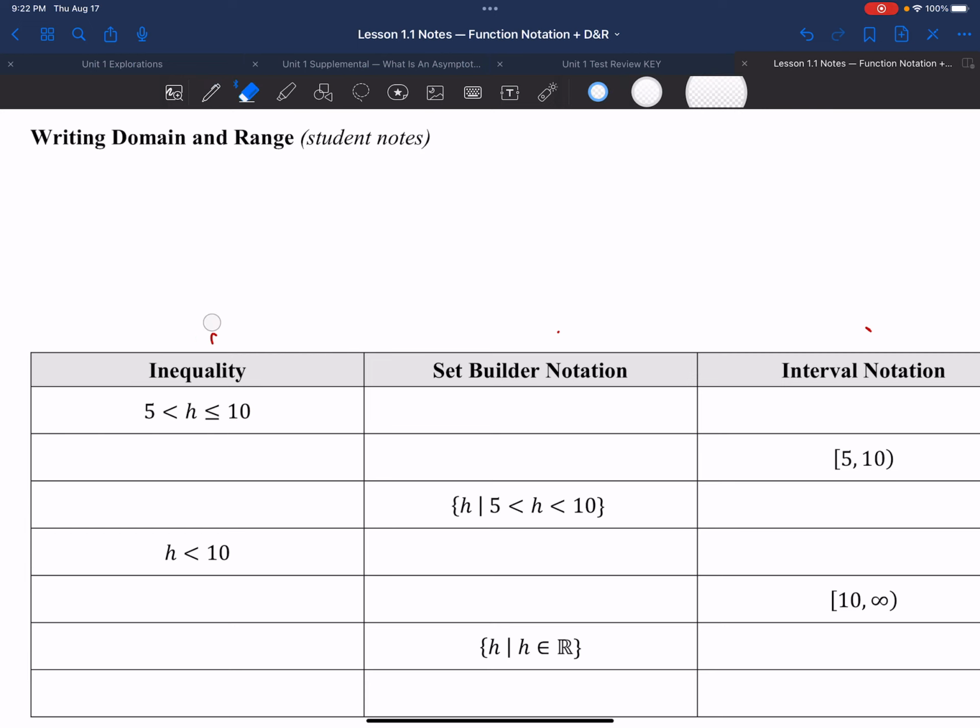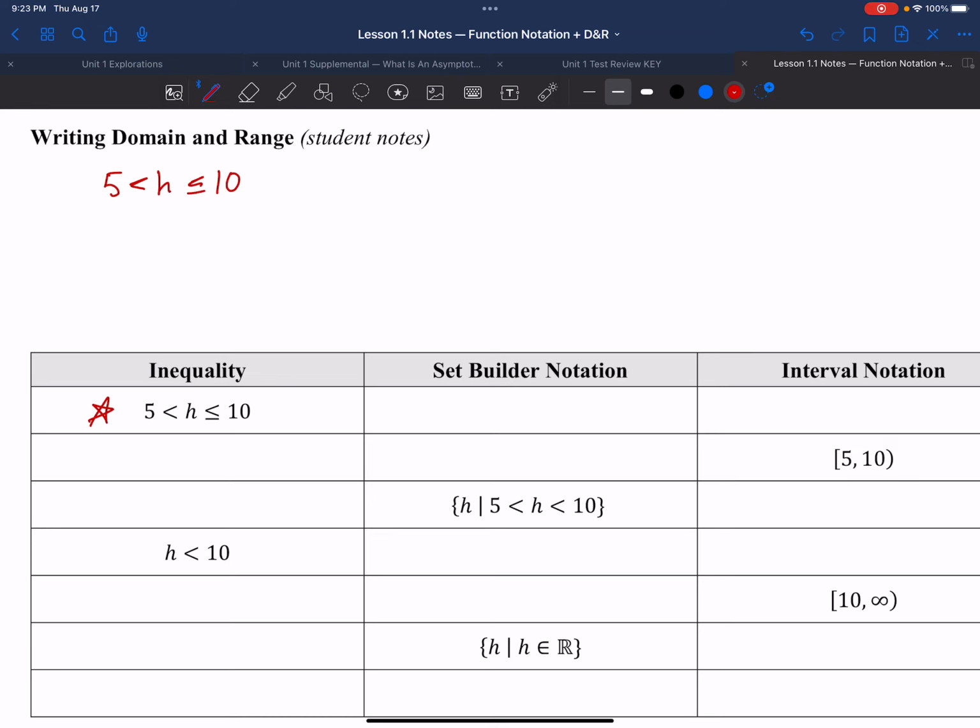Let me work through an example and show you kind of how all it goes. So I'm going to take this first one here, okay? I'm going to start this. 5 is less than h is less than or equal to 10, okay? What does this mean? What is h and where does it belong?